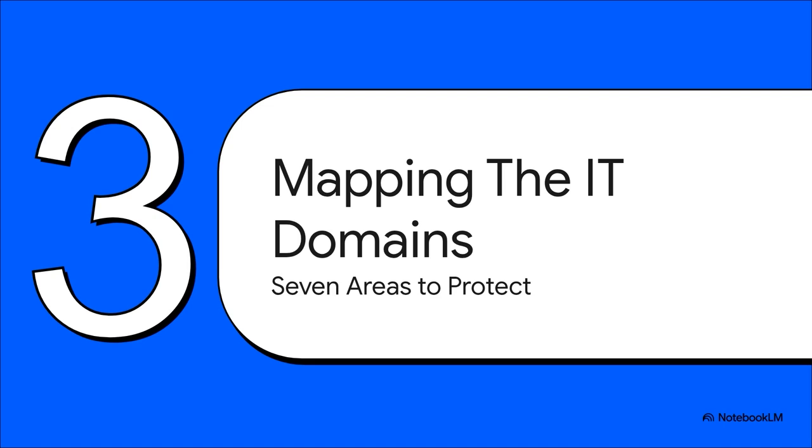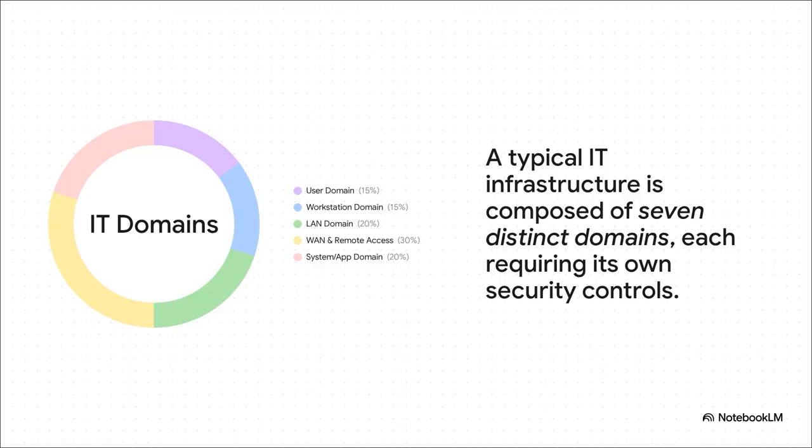Okay, so we've got our core principles, but where do we actually apply them? In the real world, a typical IT infrastructure is mapped out into 7 distinct areas, or domains. Think of them as different zones that all need their own unique security plan. The best way to picture this is to think about securing a castle. The user domain, that's all the people inside. The workstation domain is their desks and tools. The LAN domain is like the castle's internal courtyard, connecting everybody. The WAN domain connects you to other castles, and the remote access domain is for trusted messengers arriving from far away. The system and application domain, that's the royal treasury where the crown jewels, your data, are kept.